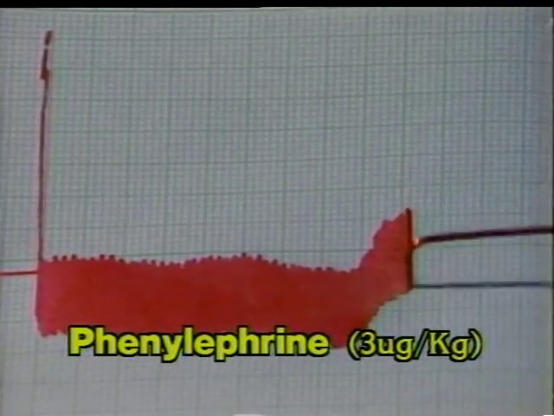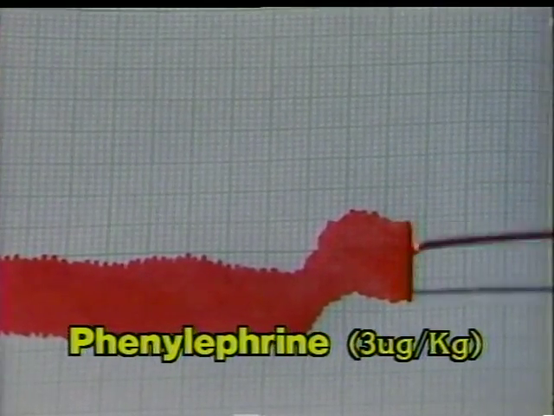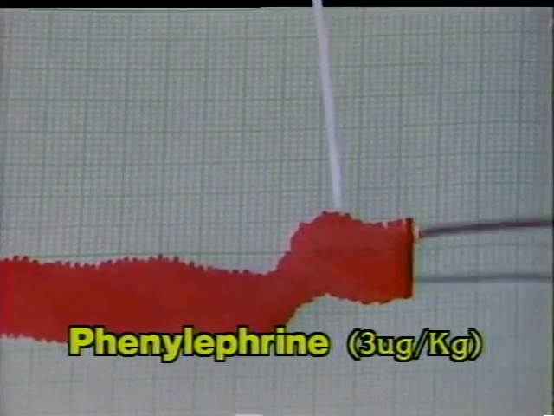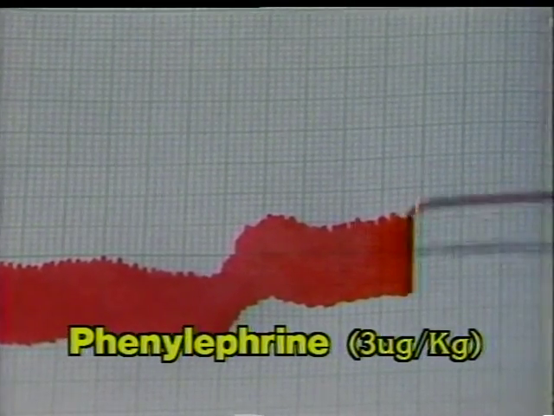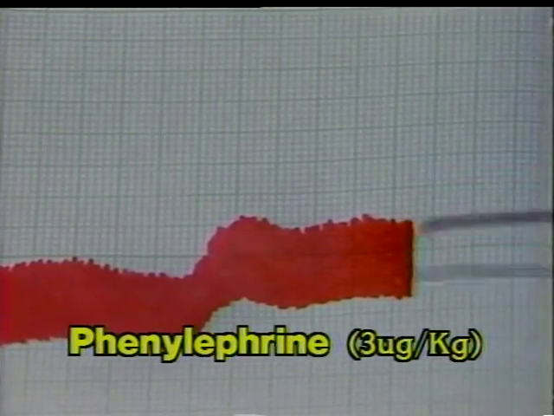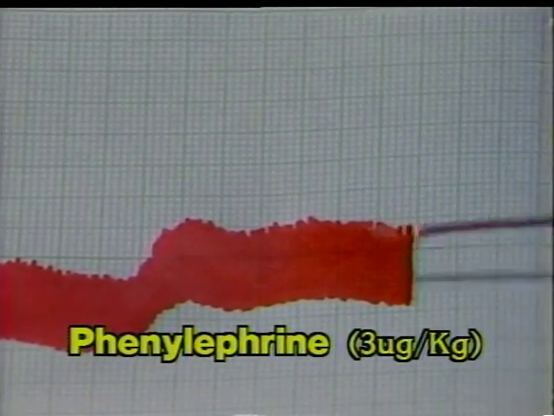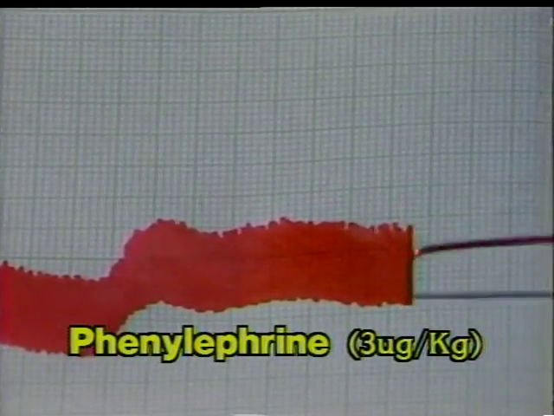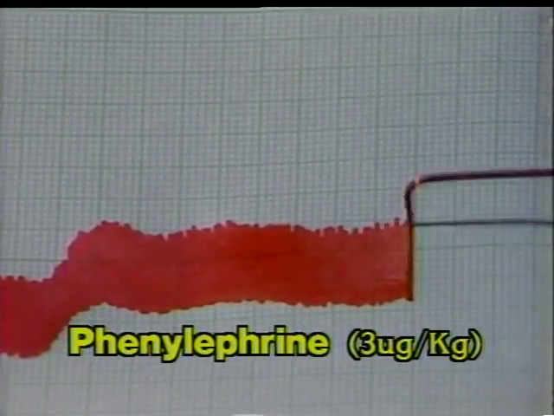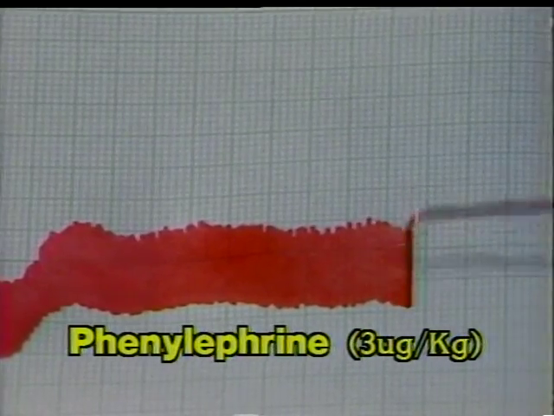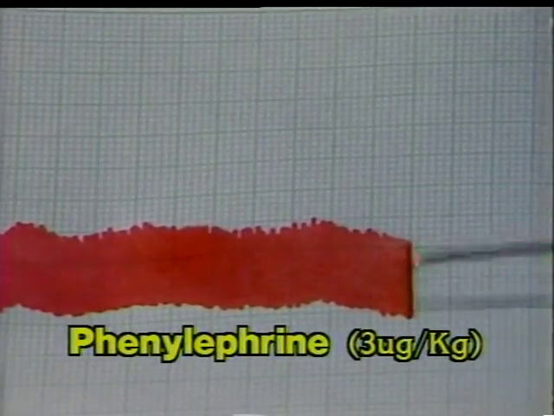We expect to see an increase in blood pressure due to activation of alpha-1 receptors. As can be seen, a marked increase in blood pressure is obtained. This response is similar to that obtained with methoxamine, the other alpha-1 selective agonist. Phenylephrine has no beta-1 activity nor beta-2 activity. It is also long-lasting in that the drug is metabolized slower than epinephrine.